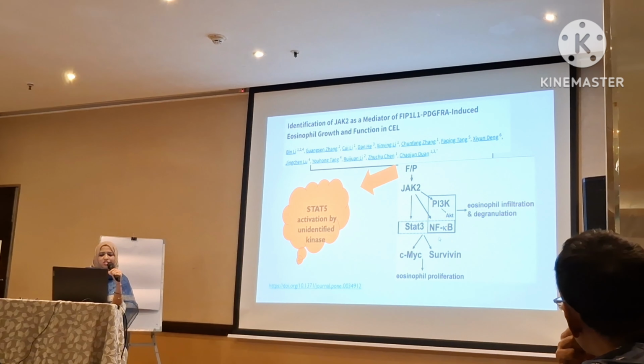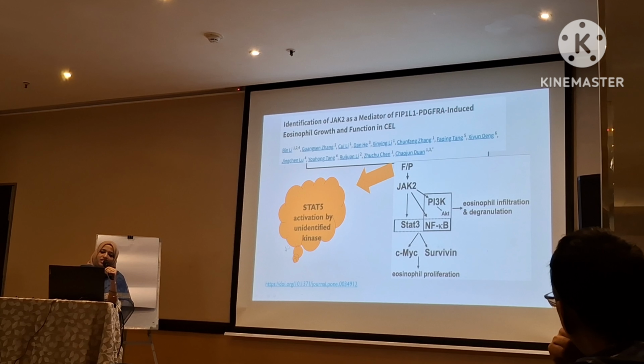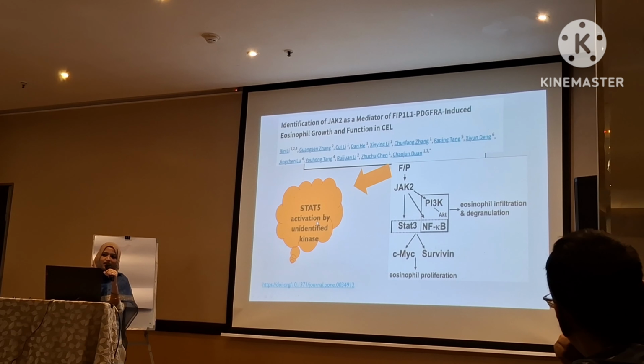They are target genes for JAK2, by which it causes eosinophil proliferation. So if you try to use a JAK2 inhibitor, you can only suppress this STAT3 pathway, but the STAT5 pathway will remain untouched.